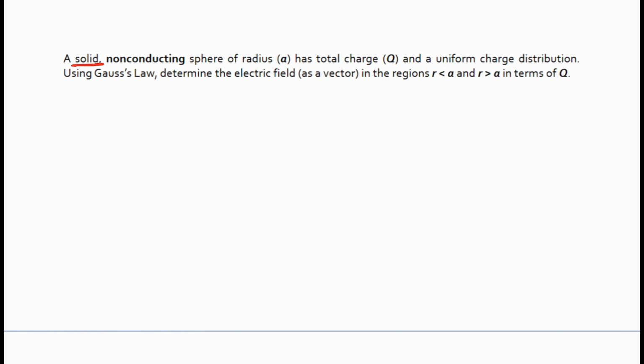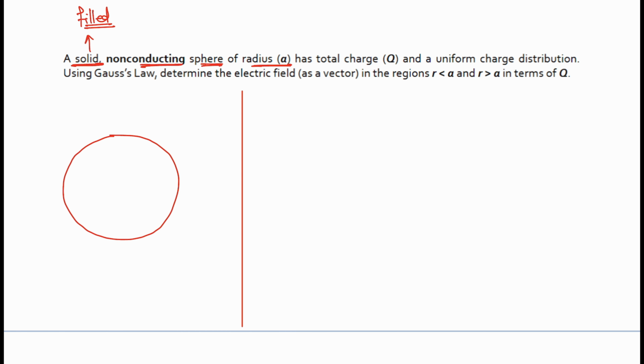A solid. Solid means filled. Just remember this thing. Non-conducting sphere, radius A. I told you, whenever the questions come, draw. Your radius is A. It has a total charge capital Q and a uniform charge distribution. Using Gauss law, determine the electric field vector in a region r less than A. Let's say this is your body and this is your r1, which is equal to r. And when it is outside, let's say this is your r3, which is equal to r.